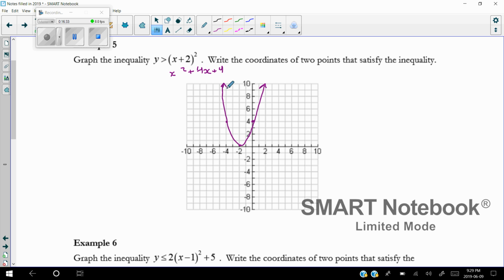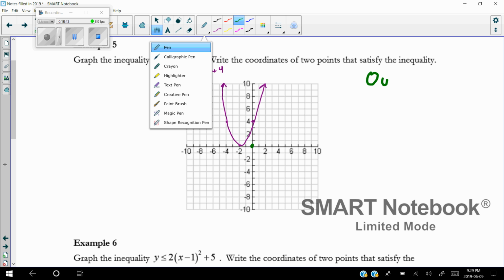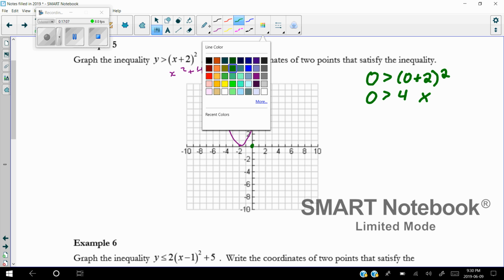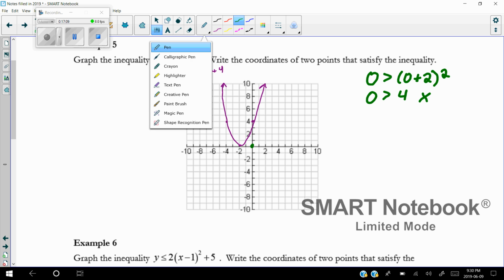Then the next thing that I'm going to do is pick a point. My point, 0, 0. When I plug 0, 0 in, I get 0 is greater than 0 plus 2 squared. So I get 0 is greater than 4. Well, that is not true. So that means that the shaded portion of this graph is going to be inside the quadratic function.